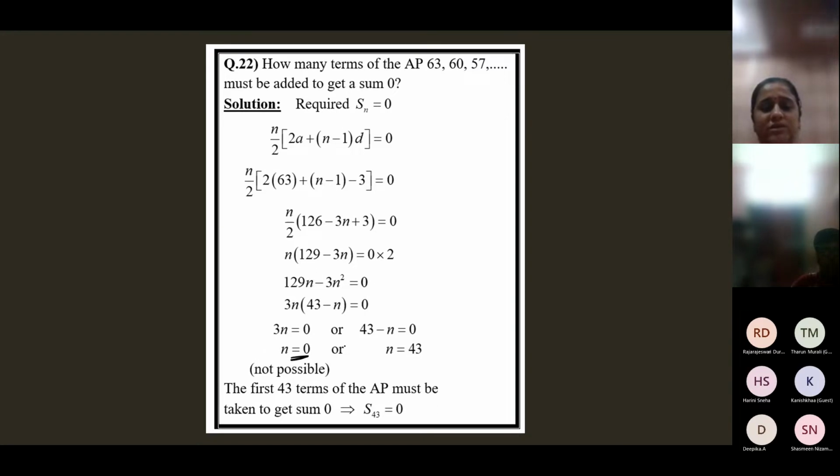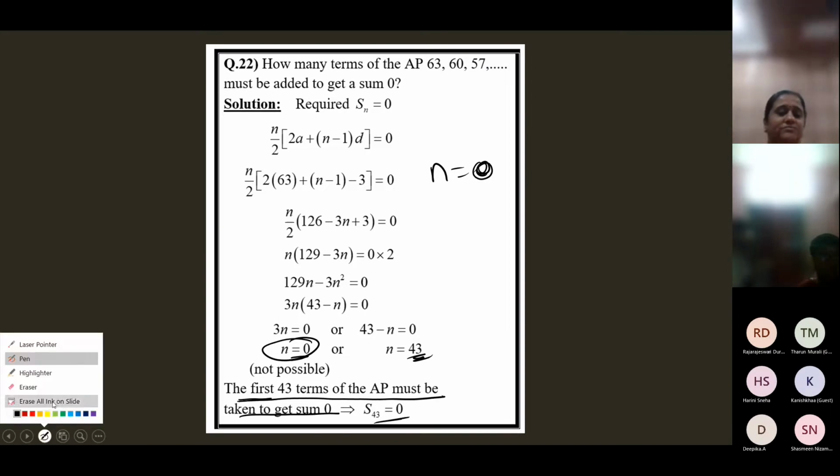And you get two values for n, 0 and 43. How can n be 0? The sum of the first 0 terms. If you don't take any terms at all, then the sum has to be 0. So n is 0 is not sensible. So n has to be 43. So the sum of the first 43 terms of the AP must be taken to get sum 0. That means S43 is equal to 0.